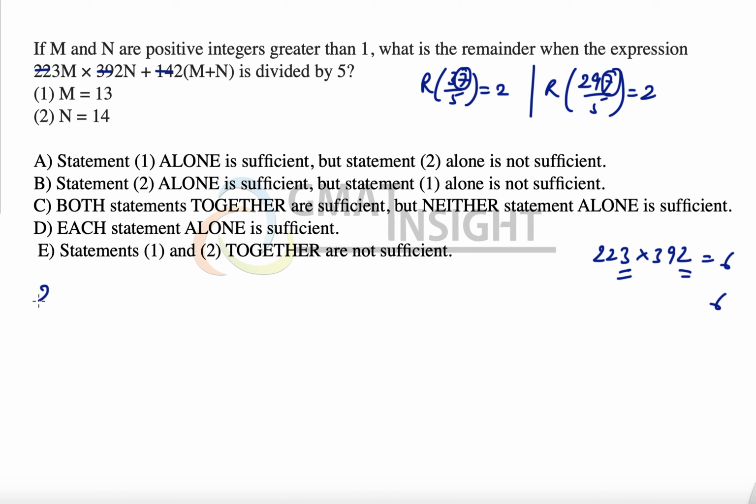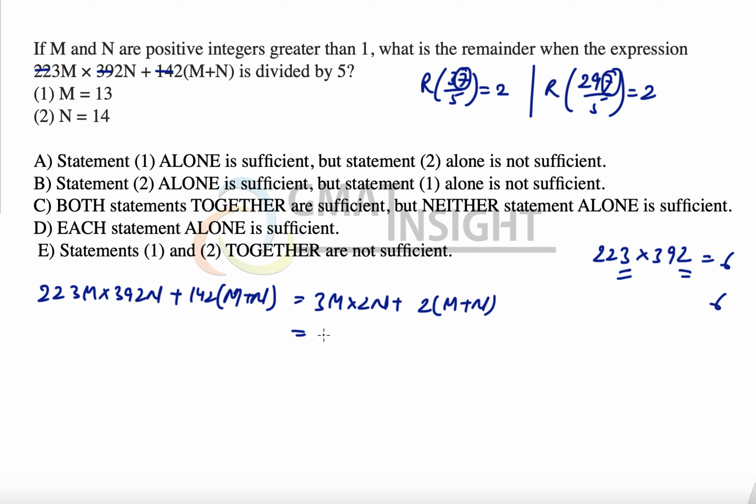That means this expression 223^m multiplied by 392^n plus 14^(2m+n) can further be written as 3^m multiplied by 2^n plus 2 multiplied by (m plus n), which means it can further be written as 6 into m into n plus 2 times of m plus n. So here all we have to do is just find out the unit digits of m and n to find out the remainder. Now let's start looking at these statements.